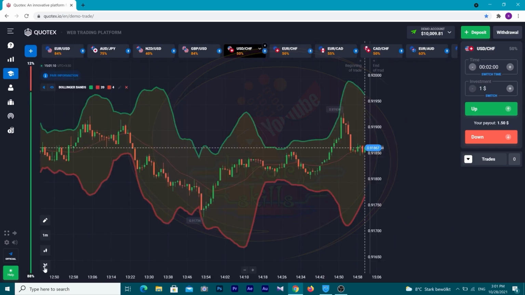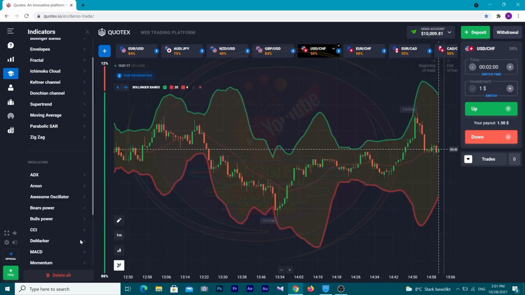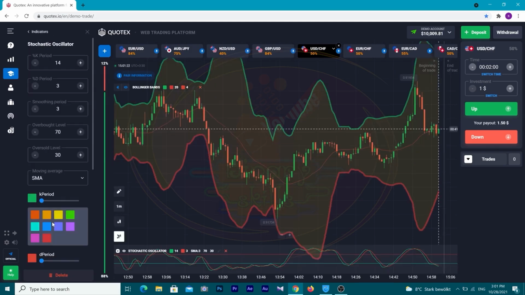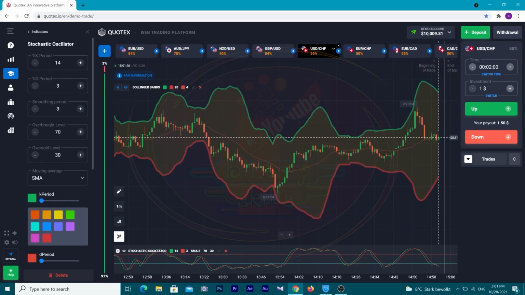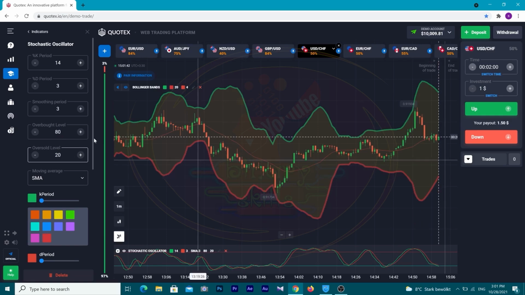Alright friends, we also need the stochastic oscillator, which we'll add to our chart from this section. And we'll keep the settings at the default, 14, 3, 3. We just need to adjust the overbought and oversold levels to 80 and 20. We want to make a slight adjustment here. We'll take a more strict approach to this area.